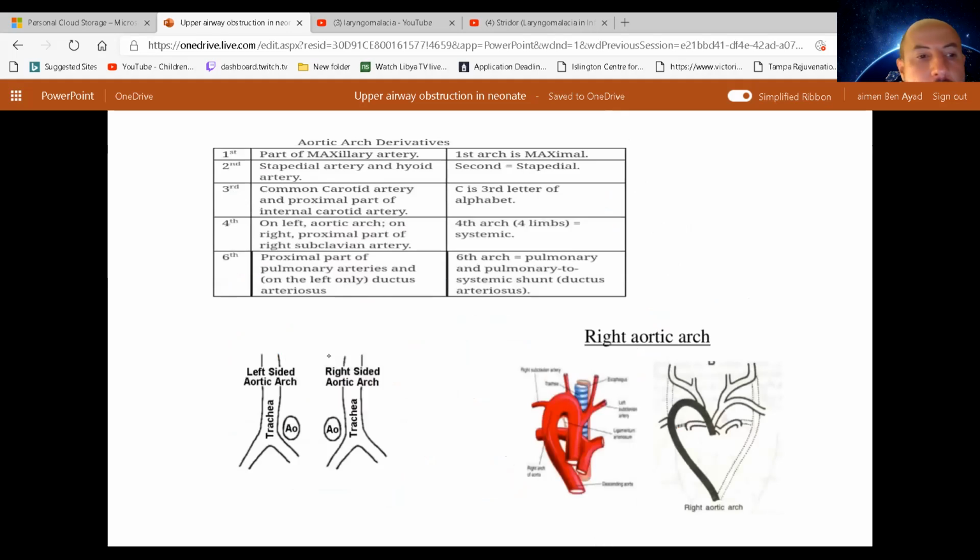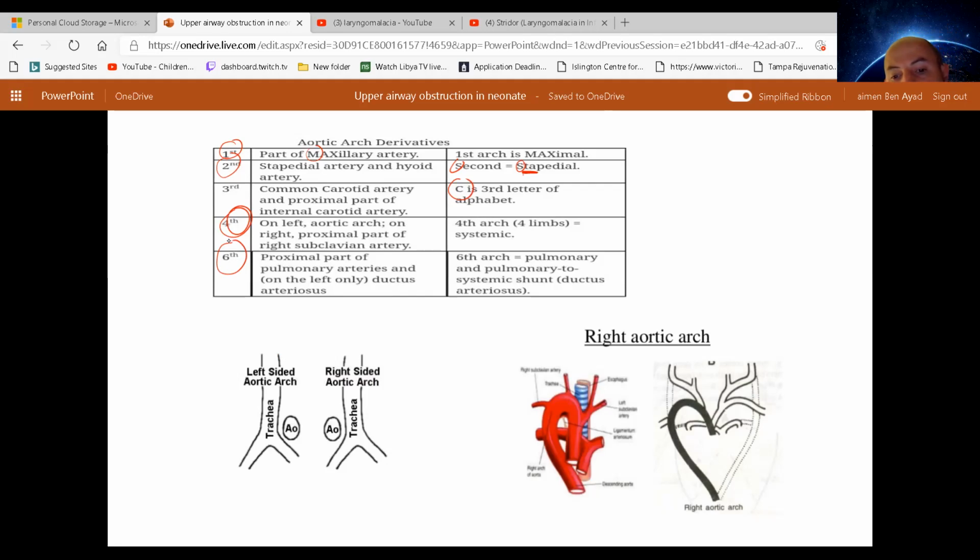Let's very quickly summarize what we said. That's not the topic today. The first and second usually degenerate, except the first gives you the maxillary and the second stands for the stapedius. The letter C gives you the common carotid artery. The fourth: the left usually gives you the arch, the right gives you the subclavian artery. And then the sixth usually gives you the pulmonary system and ductus arteriosus.